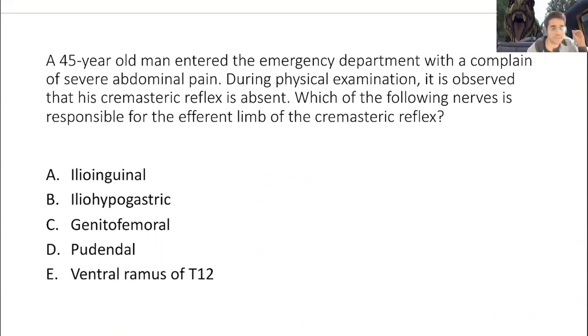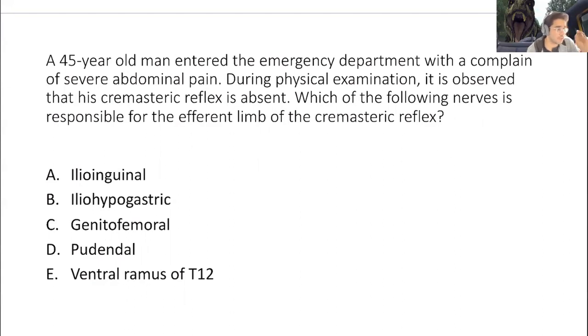Yep, you guys are killing it. Exactly. This is the genitofemoral, right? Now, this is really important, knowing the efferent limb versus the afferent, okay? Afferent is associated with the ilioinguinal nerve, right? That's at the L1 level, right? Whereas the genitofemoral branch is the efferent limb, and that is from your L1 and L2, okay?